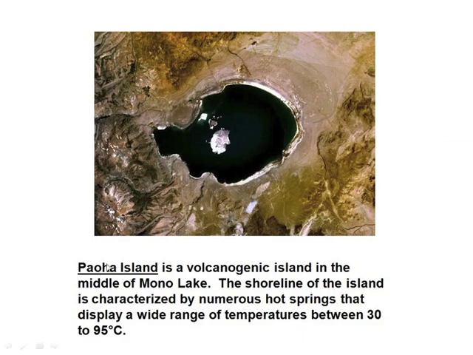Okay, and then let me just shift gears a little bit now and take you out of the lake sediments. And what we're going to do now is we're going to go out here to this volcanic island in the middle of Mono Lake. This is called Paoha Island. And it's basically a little volcano that's out there in the middle of the lake. And along the shoreline of this island are numerous hot springs that display a wide range of temperatures between 30 and 95 degrees C. Okay, so let's take a look at that.